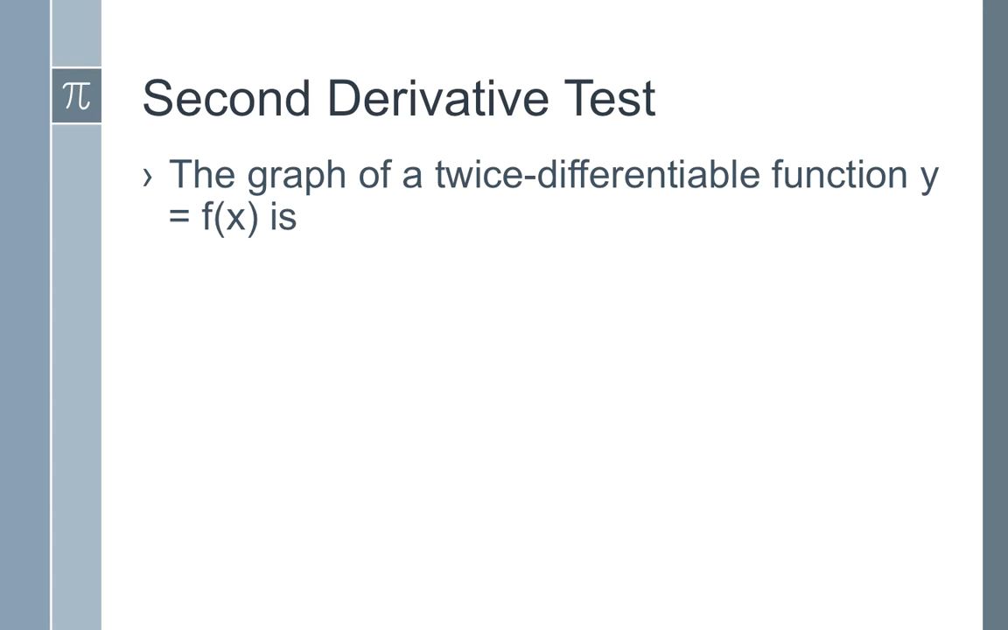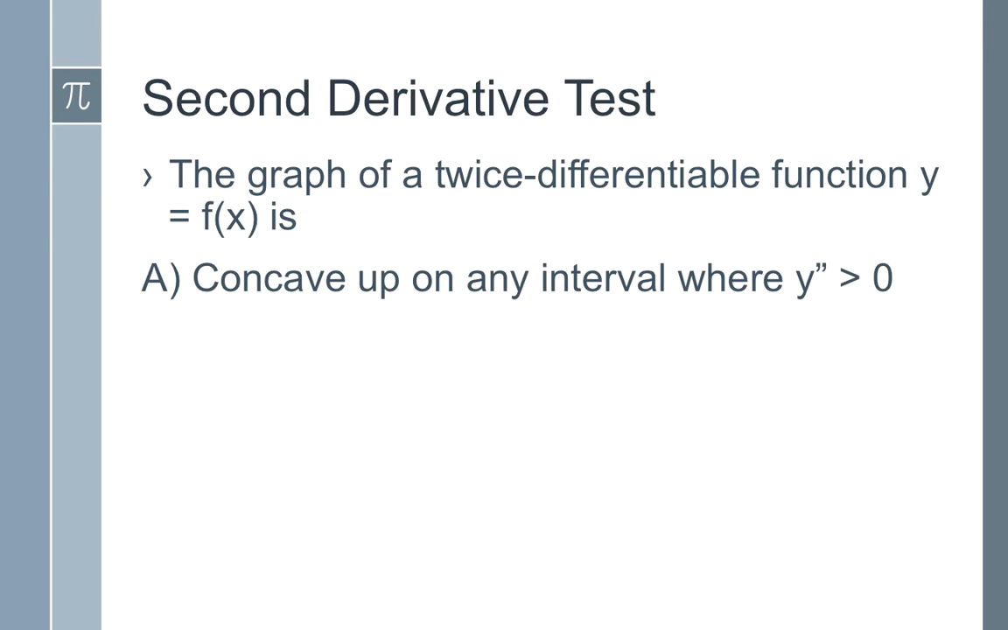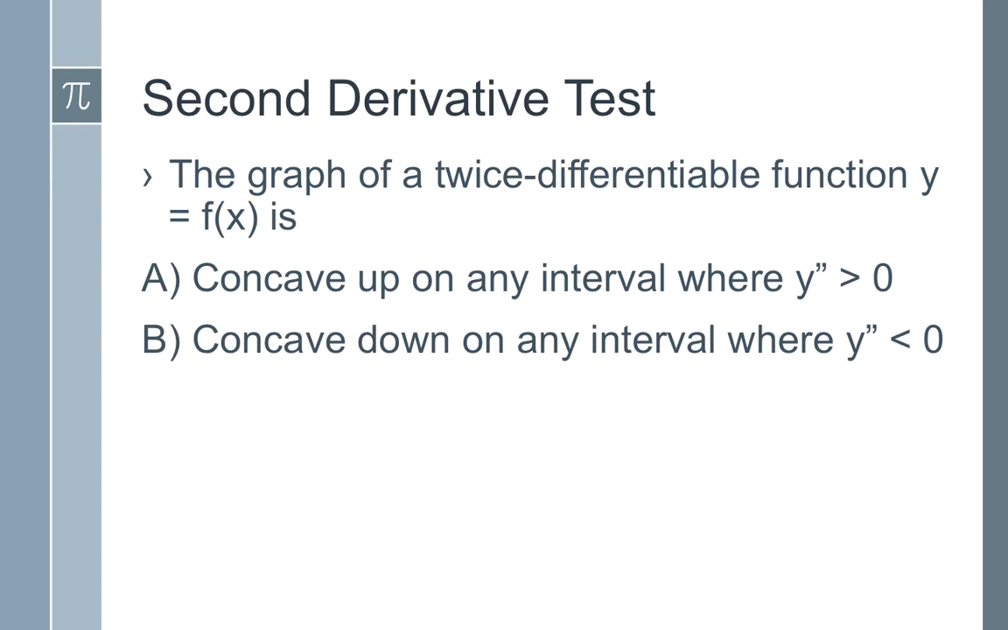So if you have a twice differentiable function, that means you can just take the derivative twice, like a quadratic or a cubic or a quartic. That's a lot of what we're going to be dealing with, because polynomials are relatively easy functions to introduce this to. So if the first derivative is increasing, that means the second derivative is greater than 0. So it's concave up where the second derivative is greater than 0. It's concave down where the second derivative is less than 0.